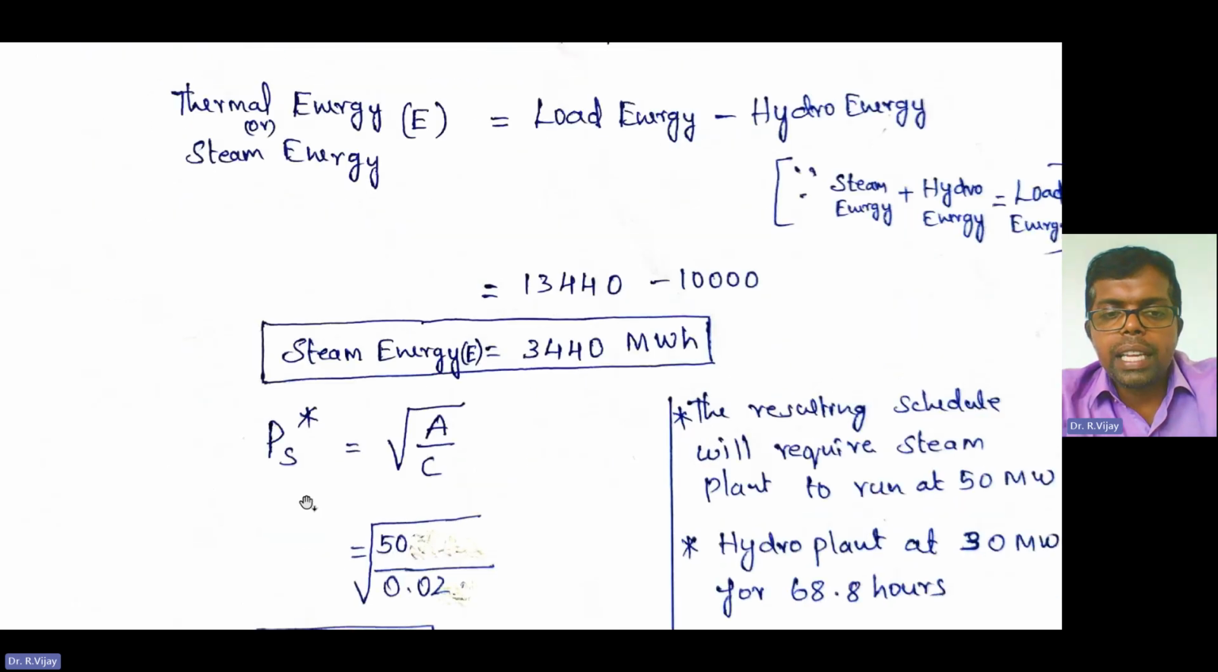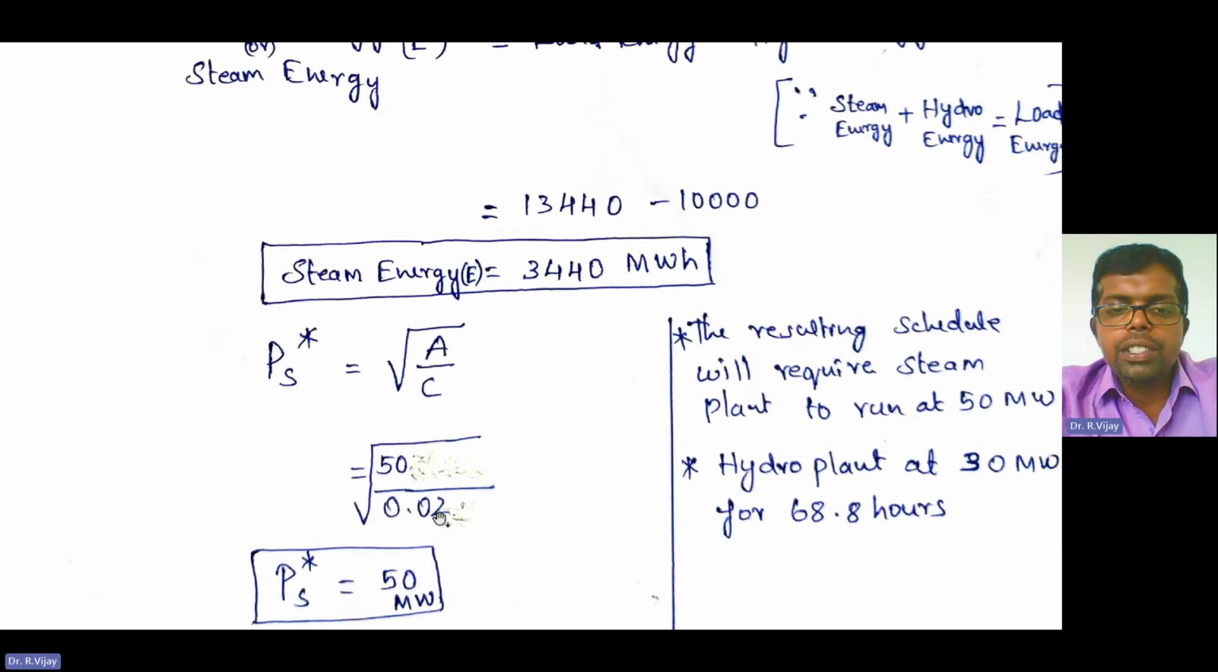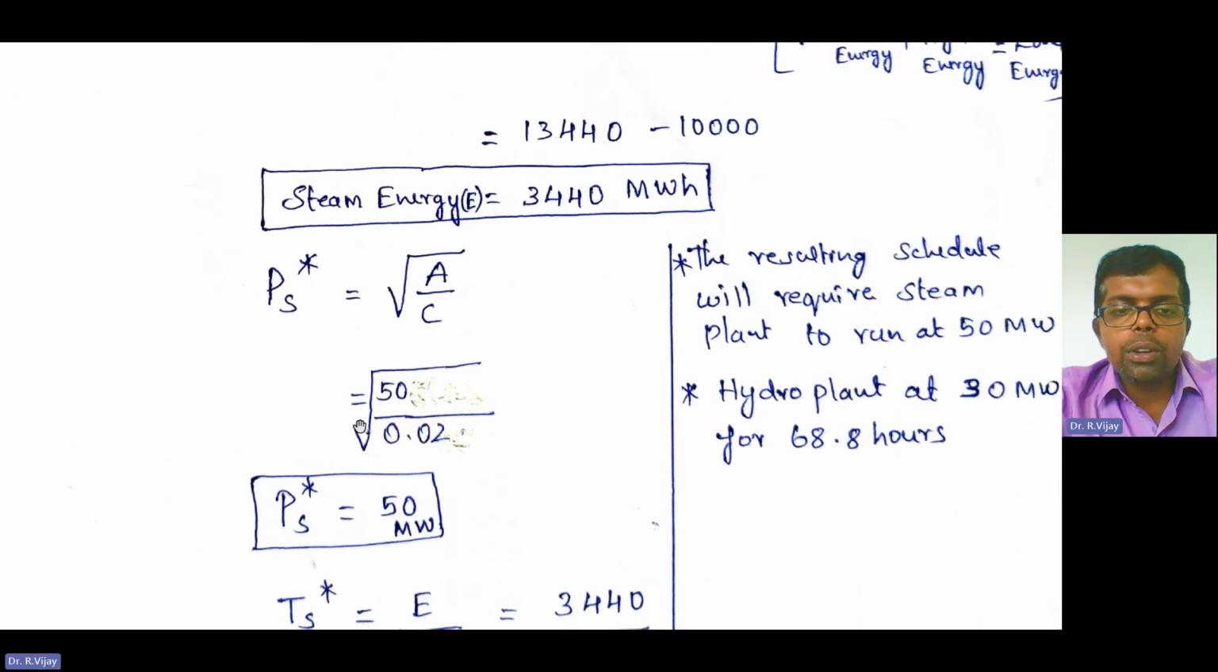Just substituting here, PS star is equal to the square root of A divided by C, so 50 divided by 0.02. Simplifying and taking the square root of 50 divided by 0.02.